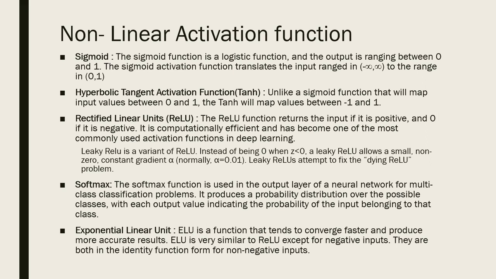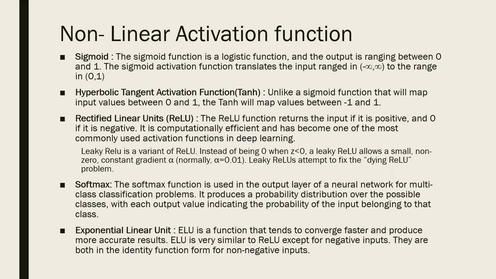And the next one is ReLU. The ReLU function returns the input if it is positive and 0 if it is negative. It is computationally efficient and has become one of the most commonly used activation functions in deep learning. Mainly, we use leaky ReLU, which is a variant of ReLU. Instead of being 0 when z is less than 0, a leaky ReLU allows a small non-zero constant gradient, which is alpha, which may be any number, but normally we use 0.01. Leaky ReLUs attempt to fix the dying ReLU problem.